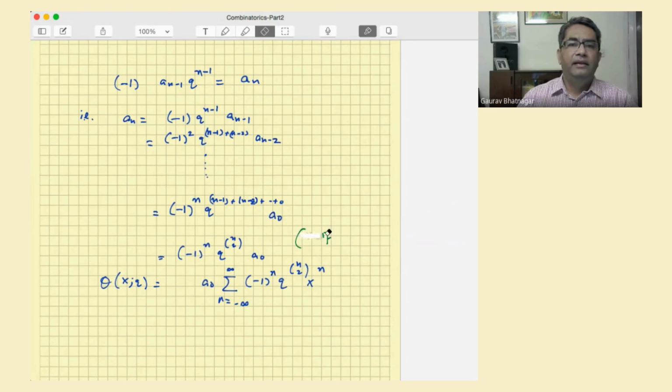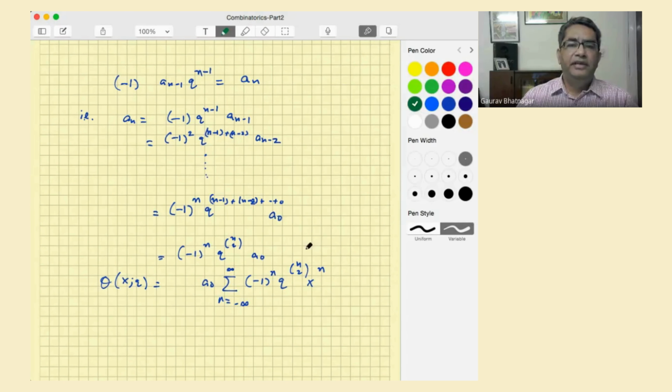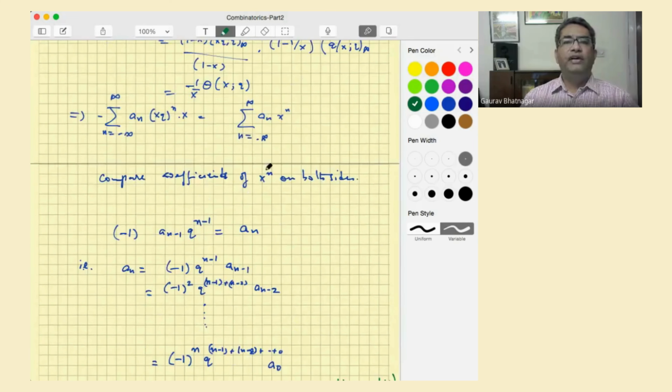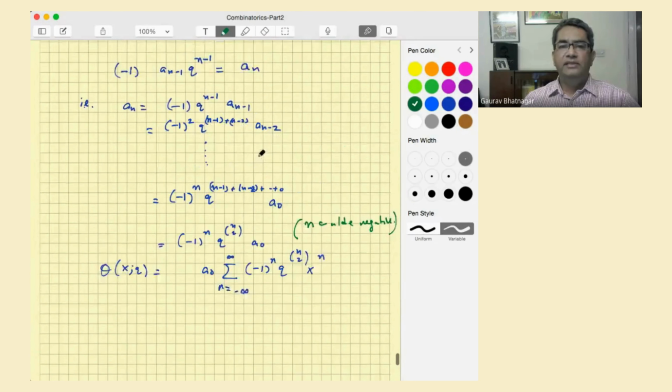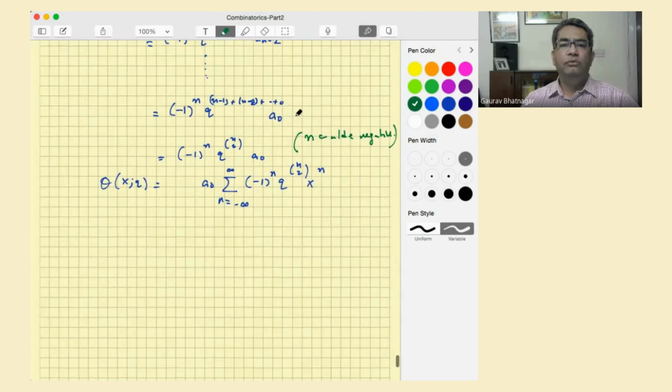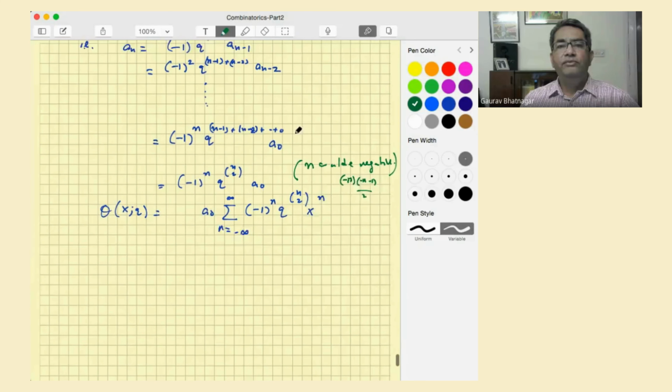Verify, I mean, just think it through. So n could be negative, because we are comparing coefficients of x to the n, and n could be negative too. So here the logic stays the same. It goes to n minus 1, n minus 2, up till whatever. And with this negative number, you may get minus n minus 1 over 2. So there may be some stuff here which may change.